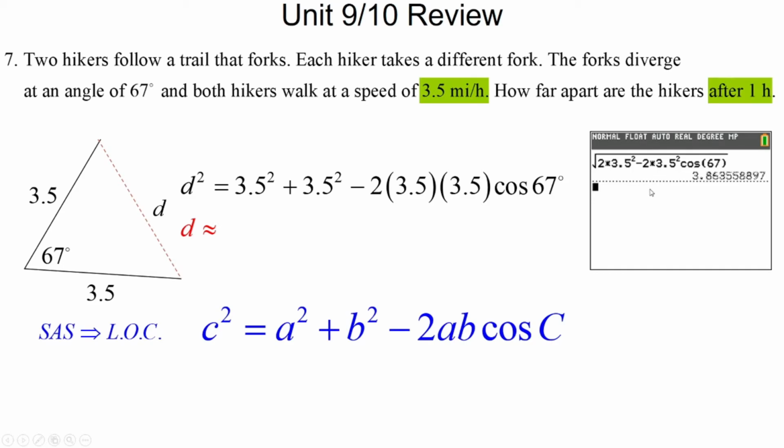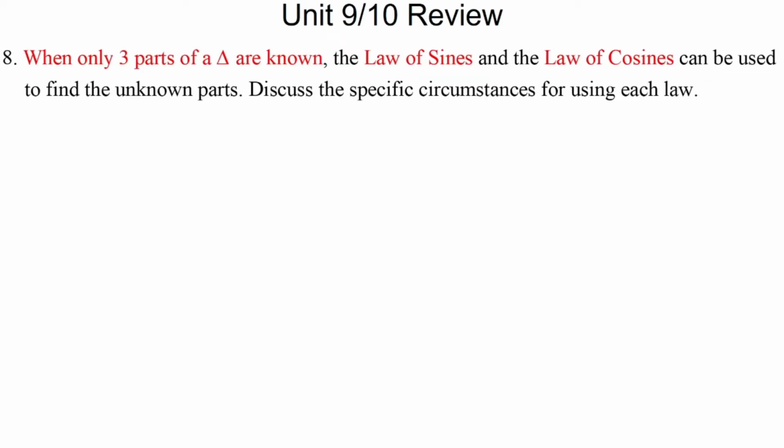And when I punch that out, I got that, and that's a distance, so I need 3 sig digs, so that looks like a 3.86. And do I have units here? Yes. They're walking at a speed of 3.5 miles per hour, so that would be miles right there. Okay, number 8.